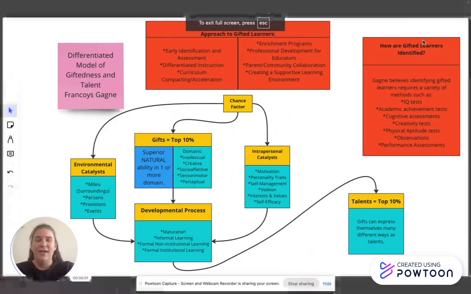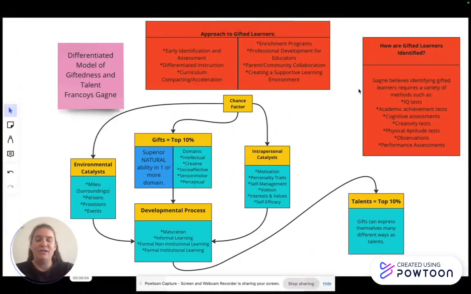Hi, I'm Shayna Clements, and today I'm going to share with you some information on the differentiated model of giftedness and talent by Francois Gagne. This model shows Gagne's process of turning gifts, or natural abilities, into talents, or systematically developed skills.